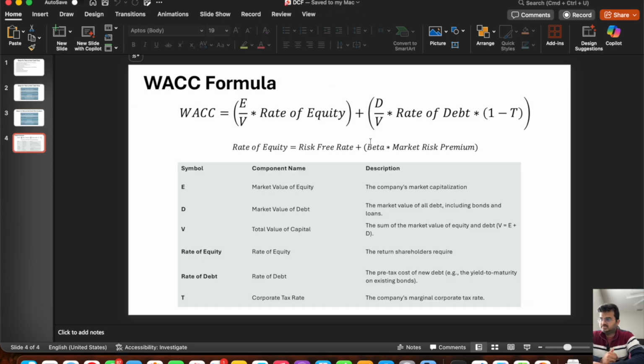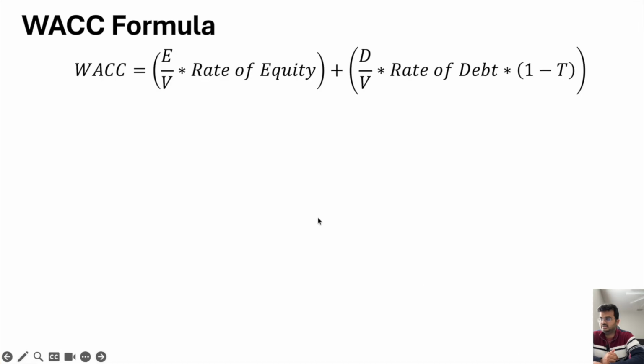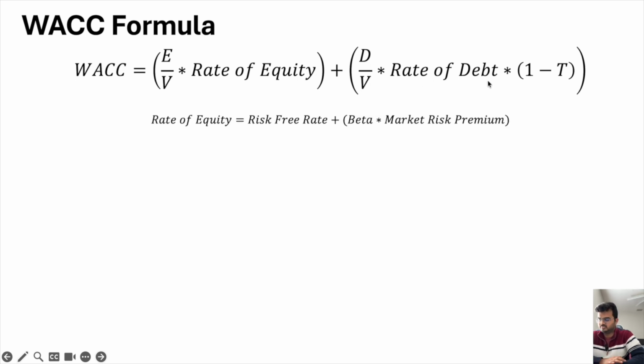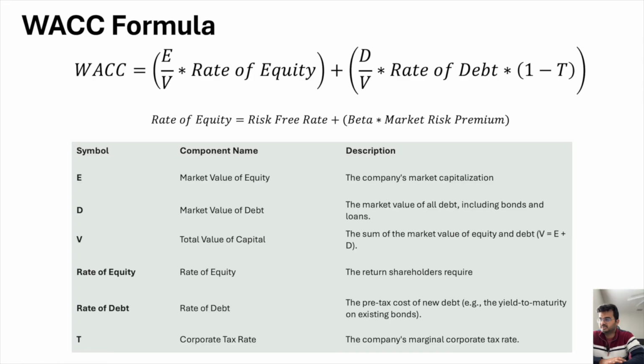So to calculate the WACC, there is this huge formula. It might look complicated. It says E by V times rate of equity, plus D by V times rate of debt times (1 minus T). Again, we have one complicated thing: rate of equity equals risk-free rate plus beta times market risk premium. Then I have provided a definition of it. At first look it might look a bit complicated, but in the next 15-20 minutes, let's take each and every component from here, break it down, understand what it is, and see where to get the input for all this information.